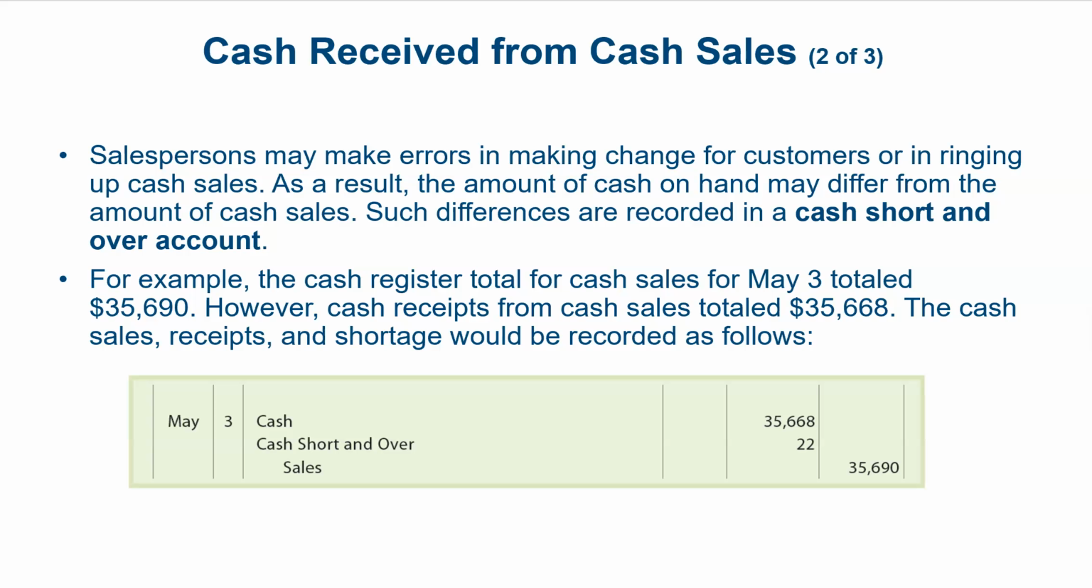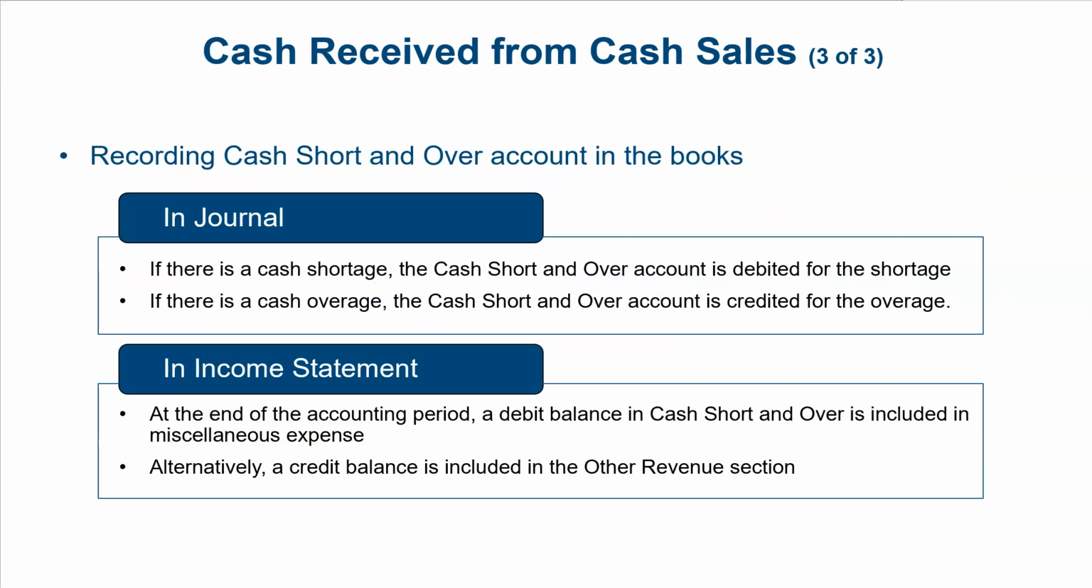We said we have sales of $35,690, but there's a difference. So we're going to put the difference to cash short and over, and you put it on the side that you need to balance. In this case, we needed more debit, so we put it on the debit side. So if there's a cash shortage, then you're going to need a debit to the cash short and over. And if there's a cash overage, then you're going to need a credit to the cash short and over.